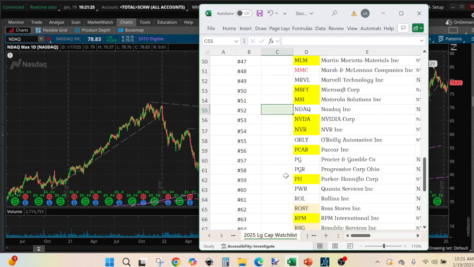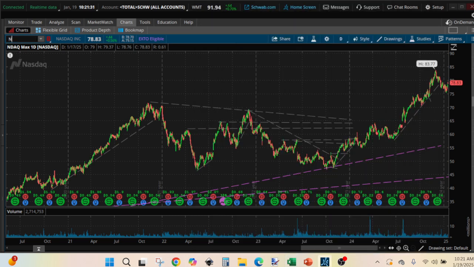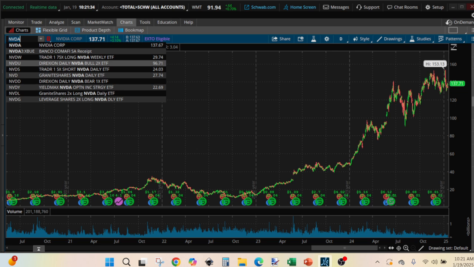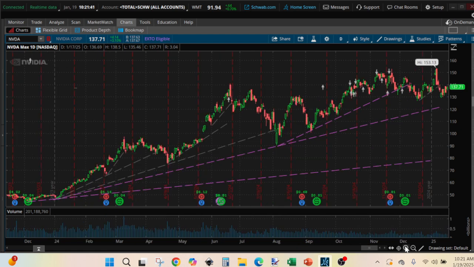The next one is NVDA. We have NVDA in our portfolio, but the price went down after we purchased it. Therefore, it is negative at the moment in our portfolio. We do have multiple lines that we like to buy at. We bought it at this trend line.